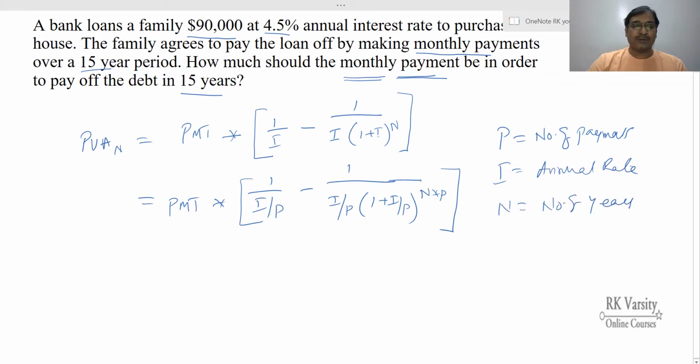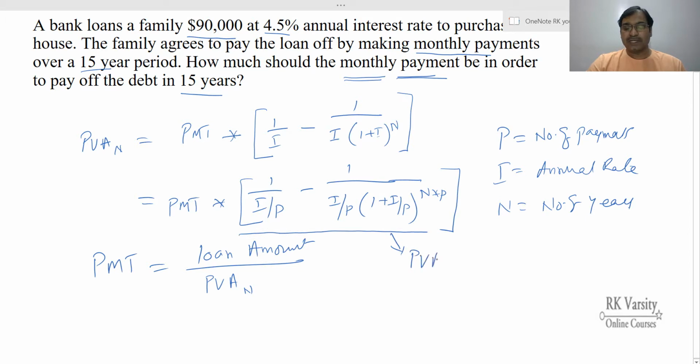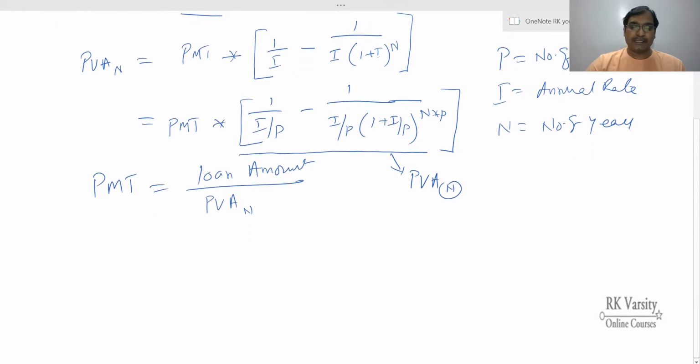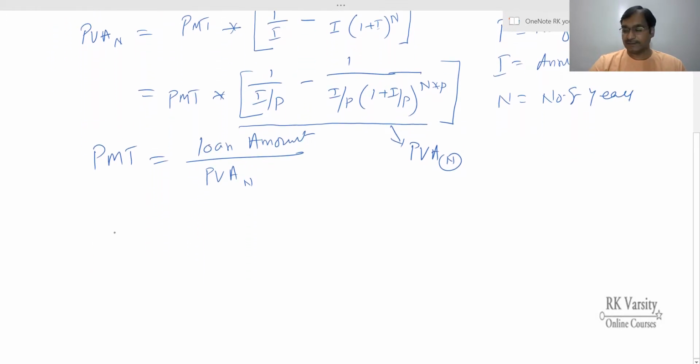To get the payment amount, the payment equals loan amount divided by the present value annuity factor, ordinary, that is with other compounding. So now we'll calculate the present value annuity factor.